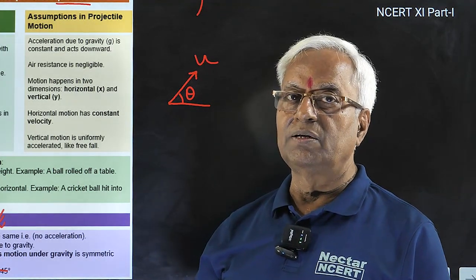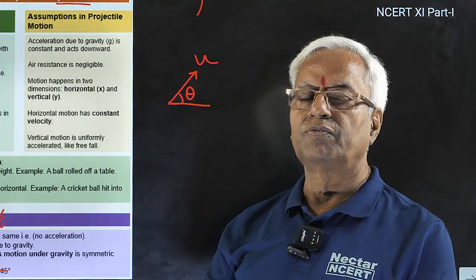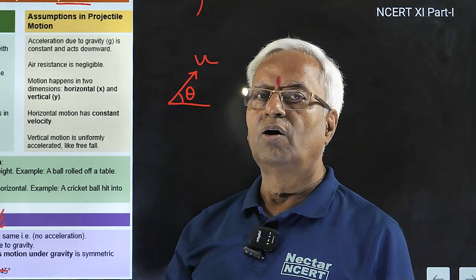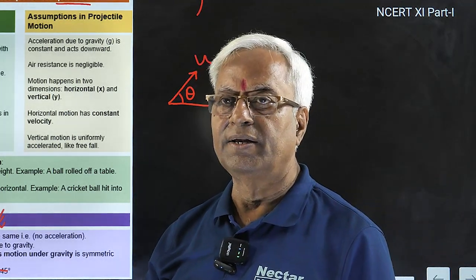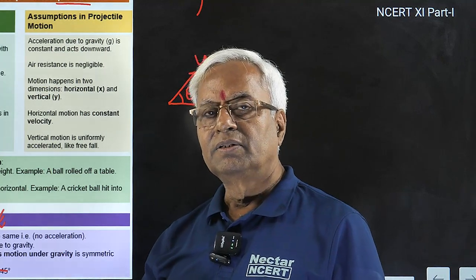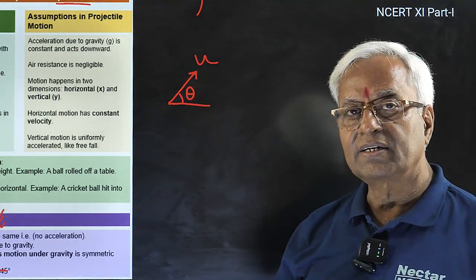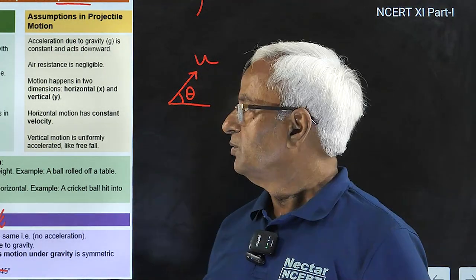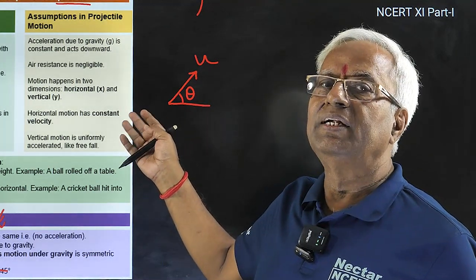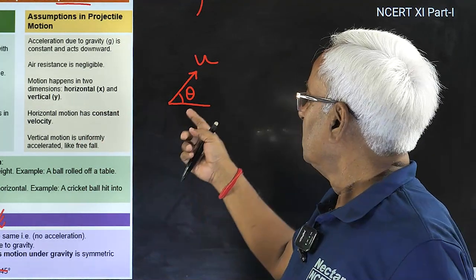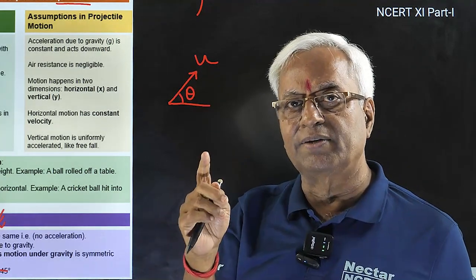You see, projectile motion is a very good example and the foremost example of 2D motion, or you might say motion in a plane. What is motion in a plane? The motion in which we need at least two axes. So it is motion in a plane. Sometimes we need three axes also. Then it becomes motion in space.